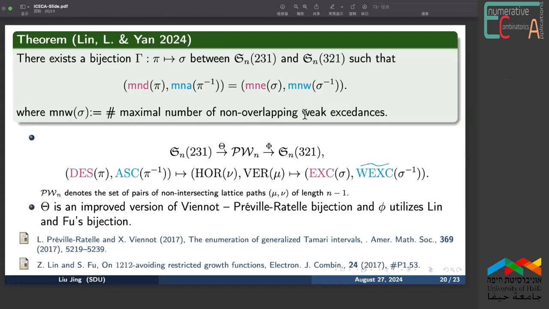Our proof uses the pair of non-intersecting lattice paths as a bridge to construct a bijection from 231-avoiding permutations to the 321-avoiding permutations. Under this bijection, the statistics descent and ascent are exactly mapped to the exceedances and weak exceedances, respectively. This completes our proof. The first bijection is an improved version of the bijection used by Viennot and others. And the second uses the bijection proposed by Lin and Fu.